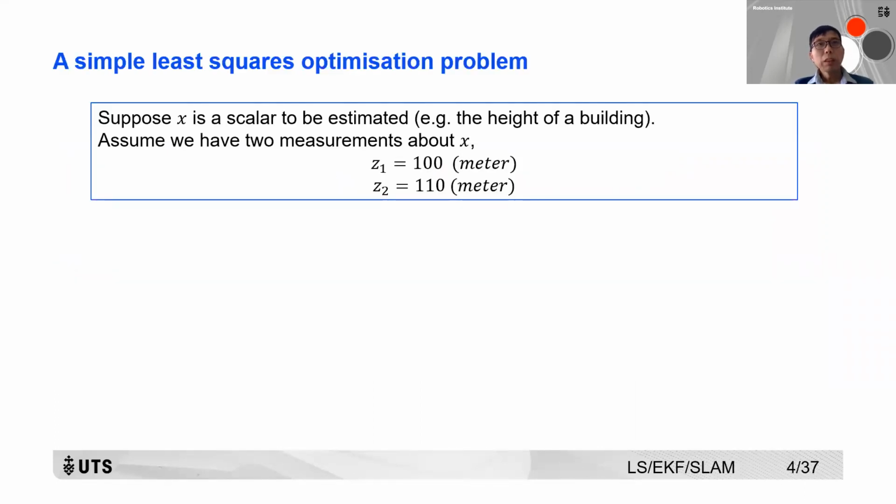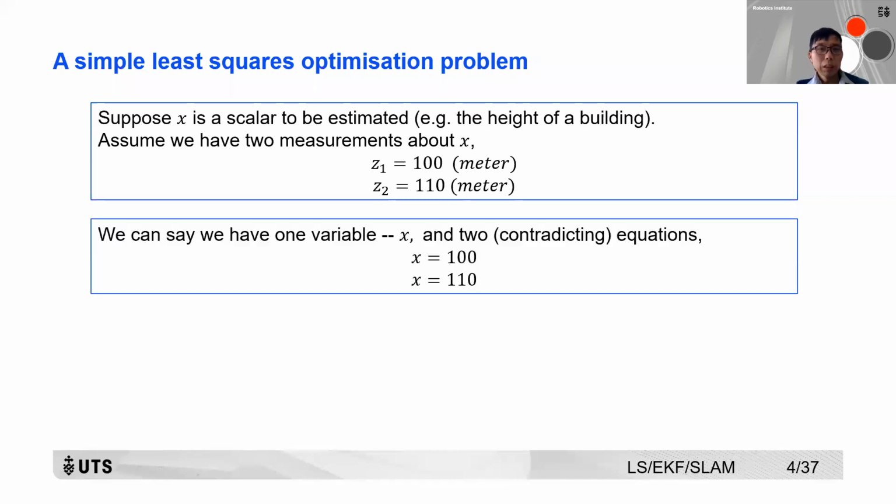For least square, I'm starting from a very, very simple example. Maybe this is the simplest example of least square. Suppose X is a scalar to be estimated, and we have two measurements about X. For example, this is the height of a building, and we have two measurements: one is 100 meters, one is 110 meters.